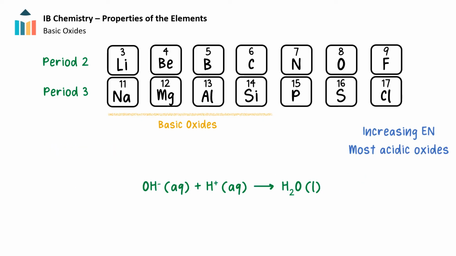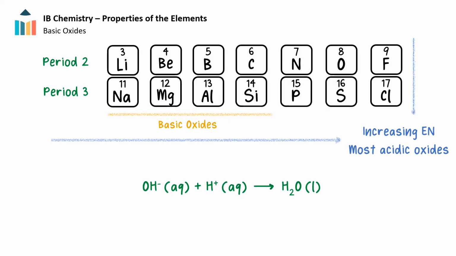The oxides become less basic across a period, because the elements become more electronegative, and their bonds with oxygen become less ionic and more covalent. As electron density is drawn away from the oxygen ion or atom, it's less able to donate electron density to a hydrogen ion in an acid-base reaction.